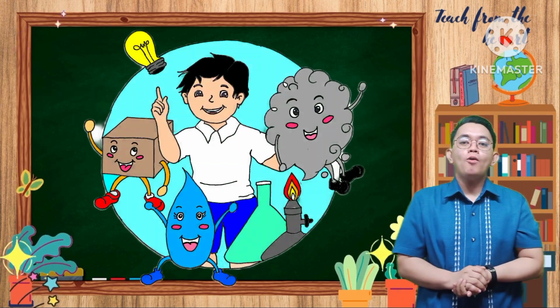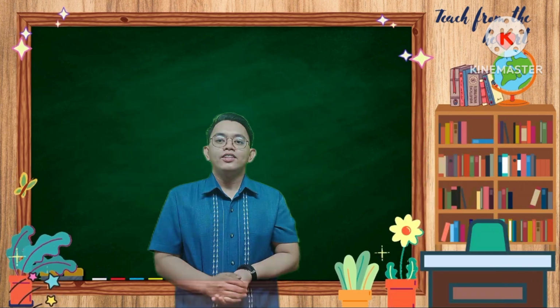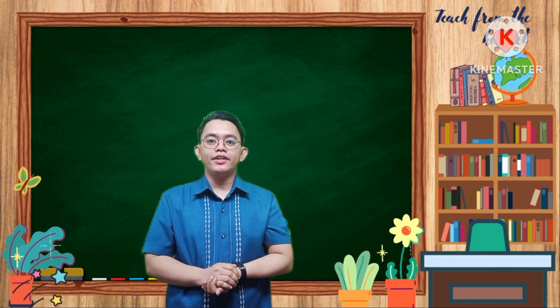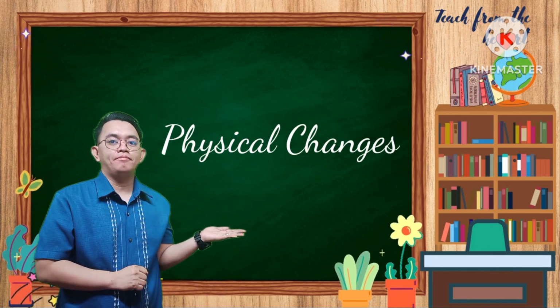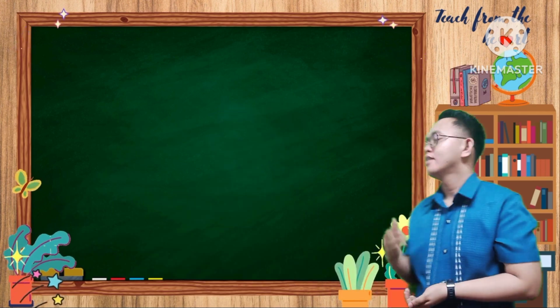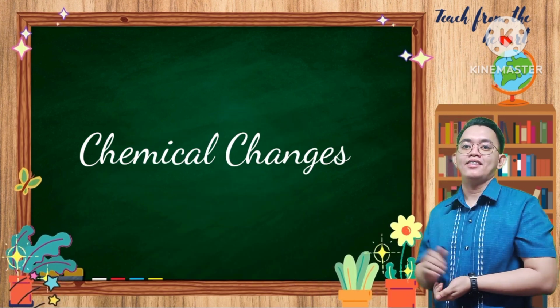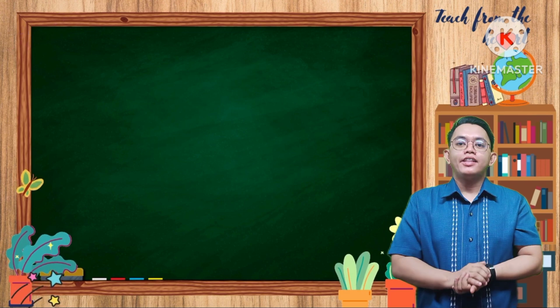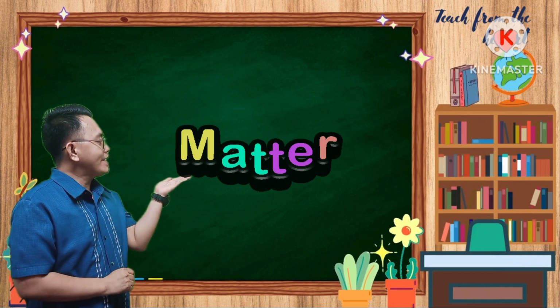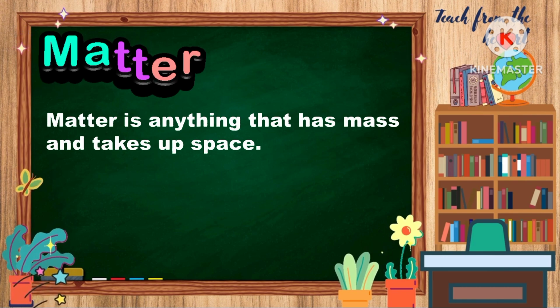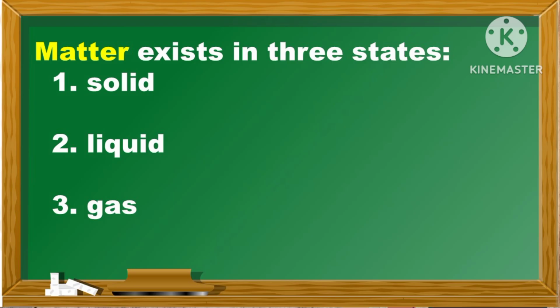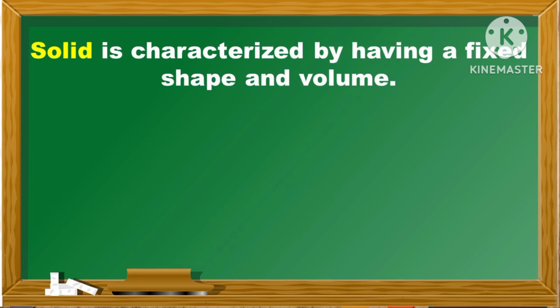Now, let's talk about how matter can change. There are 2 types of changes that matter can undergo. Number 1. Physical changes. Number 2. Chemical changes. First, let us define what matter is. Matter is anything that has mass and takes up space. Matter exists in 3 states: solid, liquid, and gas.